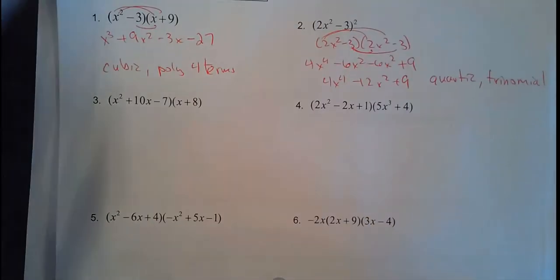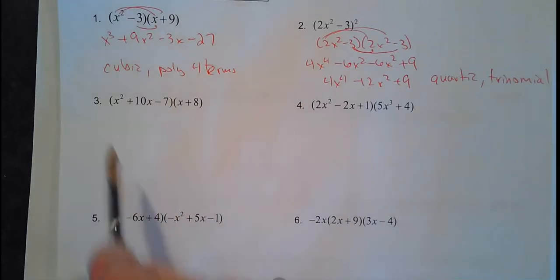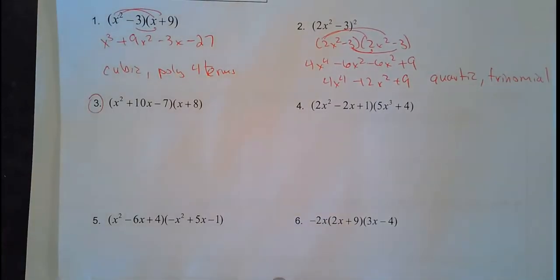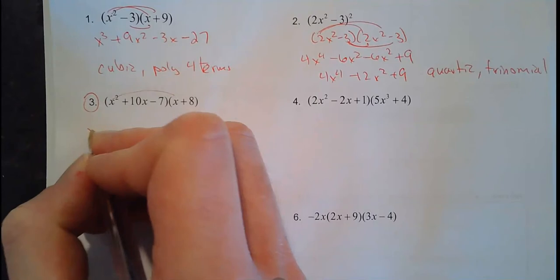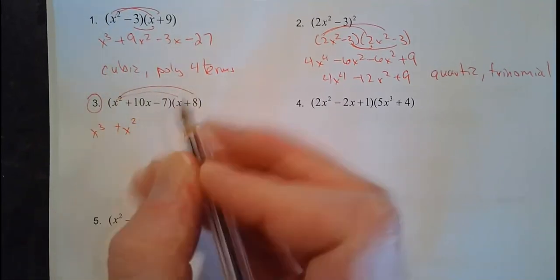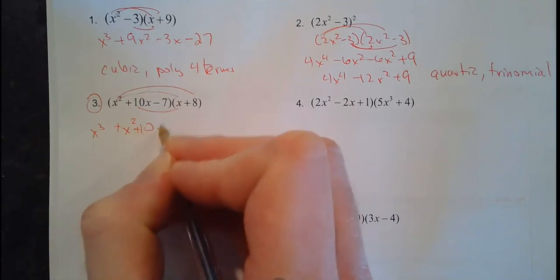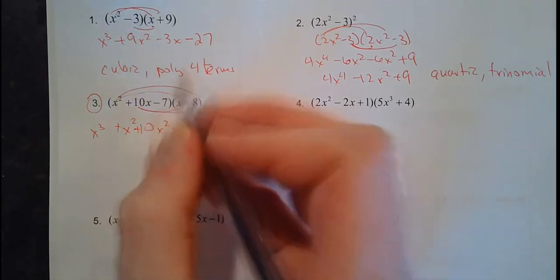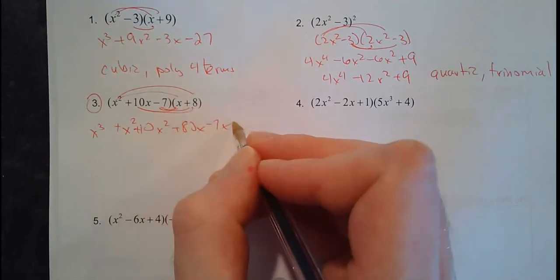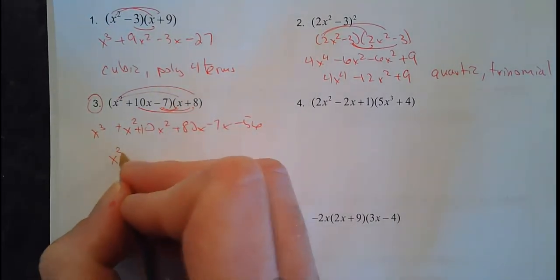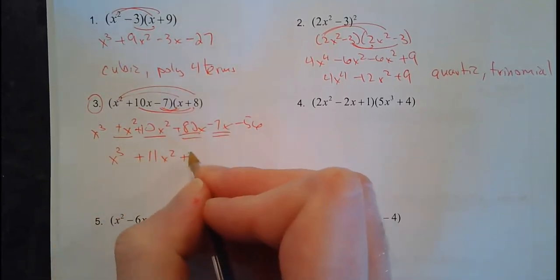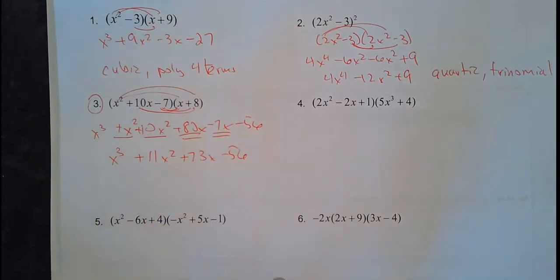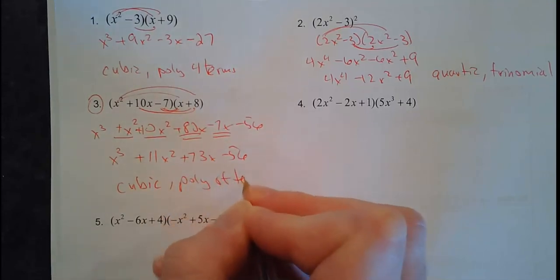Okay, just to save time on the video, I'll just do this first one and know that all of these are distributive property. So for this guy here, I'm going to distribute the x squared to both of those. So x cubed plus 8x squared, and then distribute the 10, so 10x squared plus 80x. Now distribute the negative 7, so minus 7x minus 56. Look for like terms. My x squareds, then my x's, and then the constant on the end. So it is a cubic because it has a third power and it is a polynomial of 4 terms.